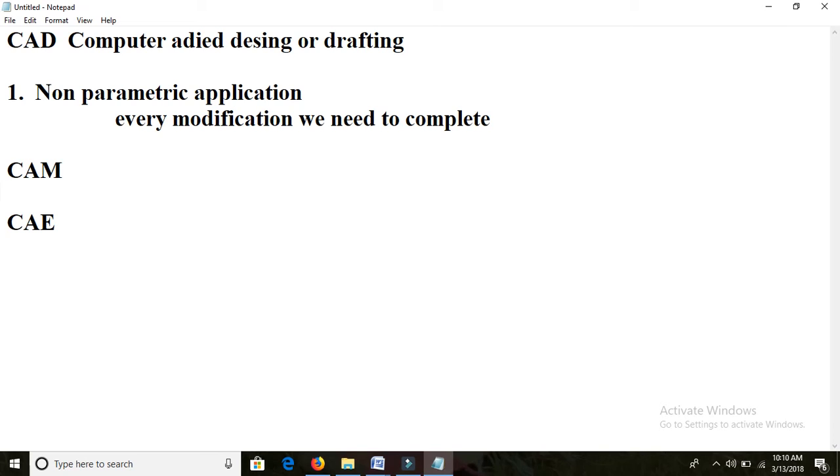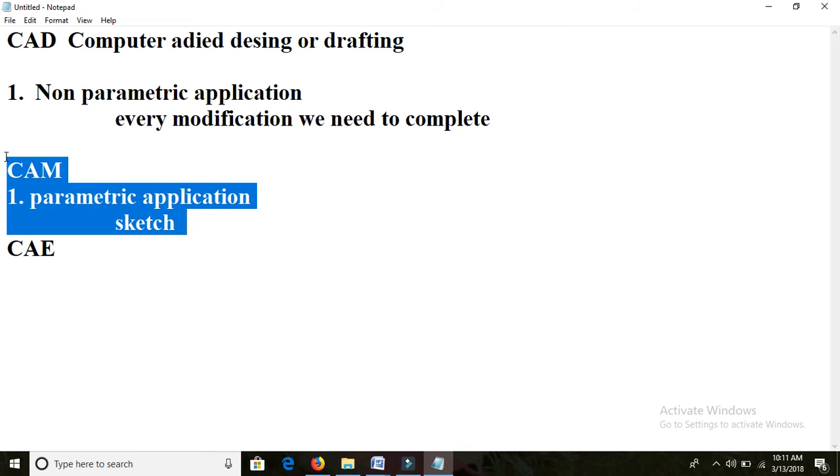So in CAM, all the applications you are using are parametric applications. And here what you are doing, we call it a sketch. We don't call it drafting. Why? Because if you change one place, the other place automatically changes. So that is the exact meaning of CAM.